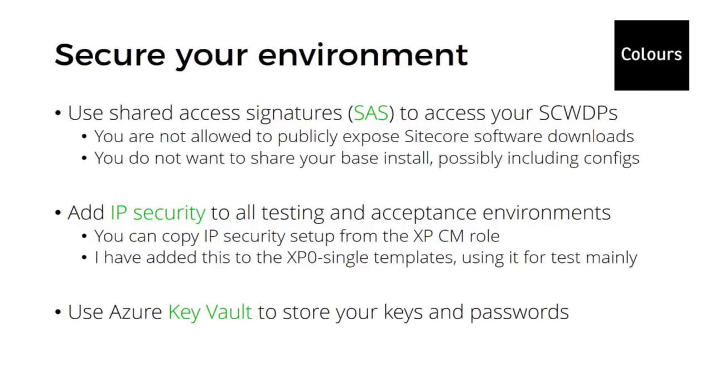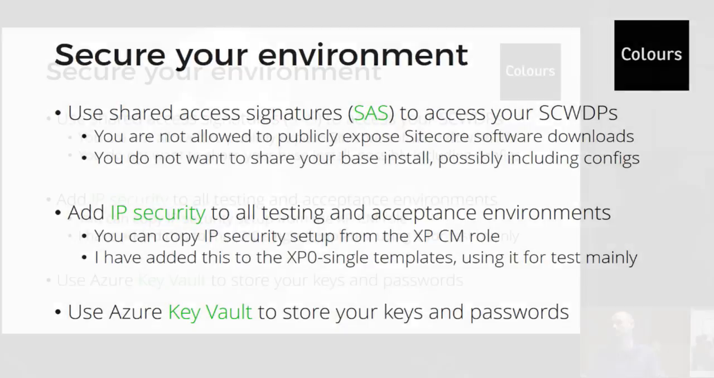And you should use IP security on your test and acceptance environment. The scripts from Sitecore contain IP security for your content management role in the full setup, and I just copied these settings to the single setup, because the single setup is often used in our case for the test and the acceptance environment, and you can immediately provision your IP security within the same script as well. So it's already configured when you roll out.